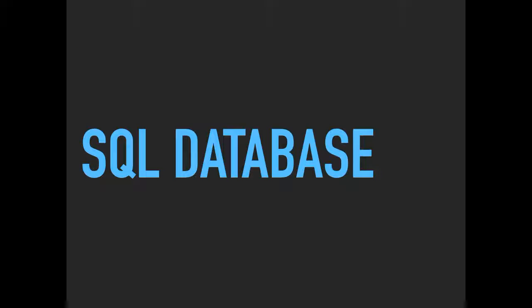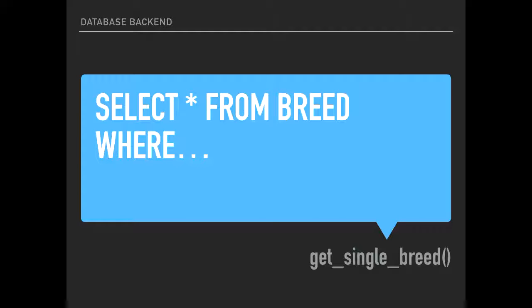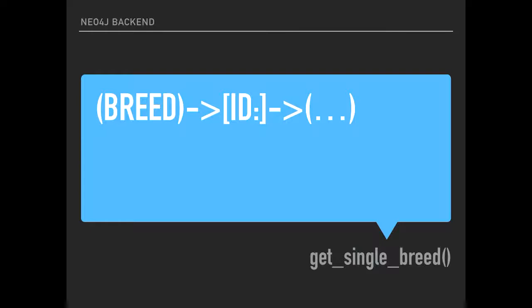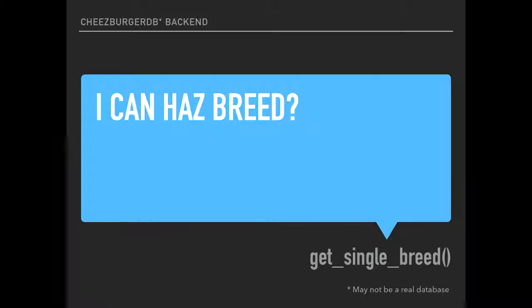So let's say we wanted to store in a SQL database. We change our getSingleBreed method to do select star from breed where whatever. Let's say we wanted to store in a Mongo database. We change our view to do collections.breeds.find whatever. Let's say we wanted to use Neo4j, some crazy Neo4j syntax. What about when CheeseburgerDB comes out? Maybe we just write icon has breed.